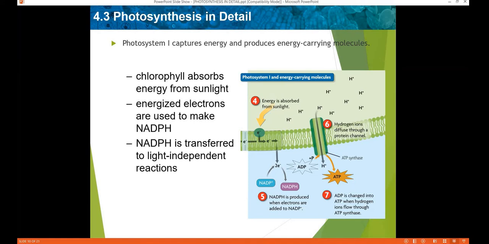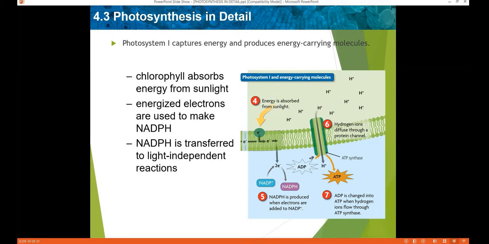Like flowing from an area of higher concentration to an area of lower concentration. Very good. Moving from an area of higher concentration to an area of lower concentration is known as diffusion. So this is what takes place in step 6, which is known as hydrogen ion diffusion. How does the diffusion take place? Hydrogen ions flow through the protein channel which they entered in photosystem 2.